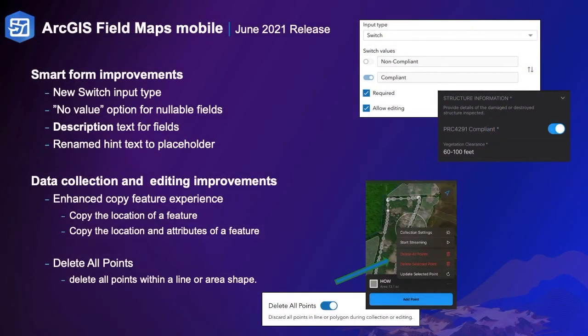So let me talk a little bit about what's new for this June release. First, we've made a number of different smart forms improvements. We've added a new switch input type. We've added a no value option for nullable fields, so you can set that to be no value when the field itself is nullable. We've also added a description for text fields, allowing you to offer more details to your mobile workers.